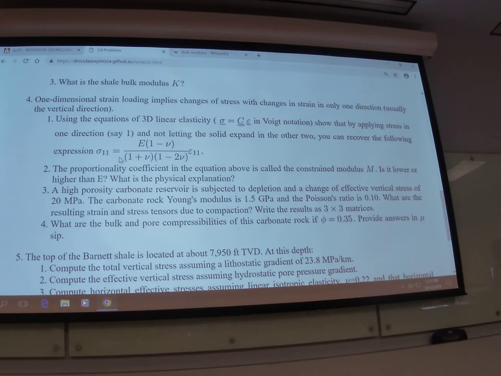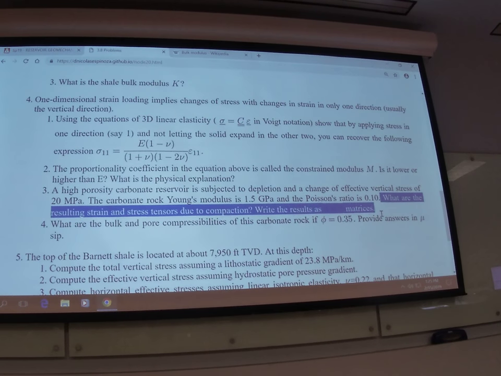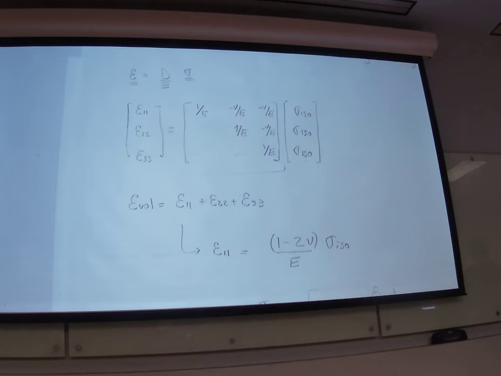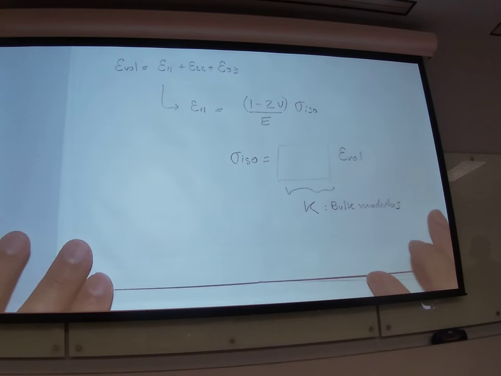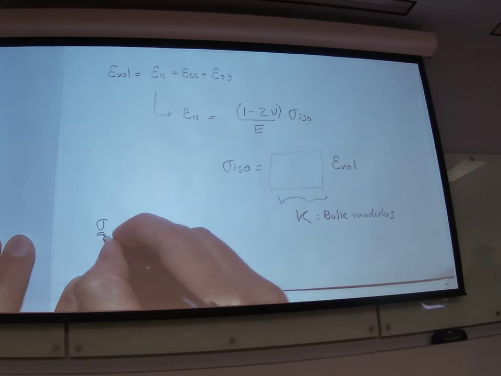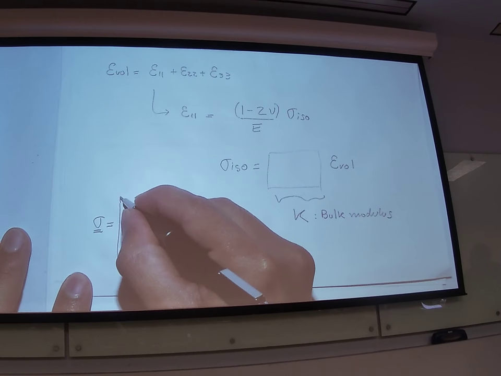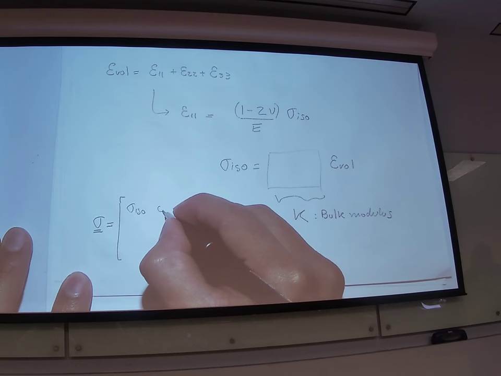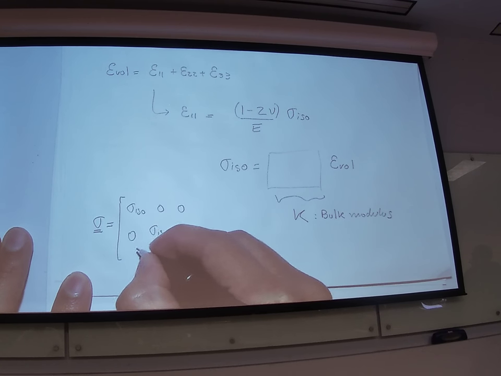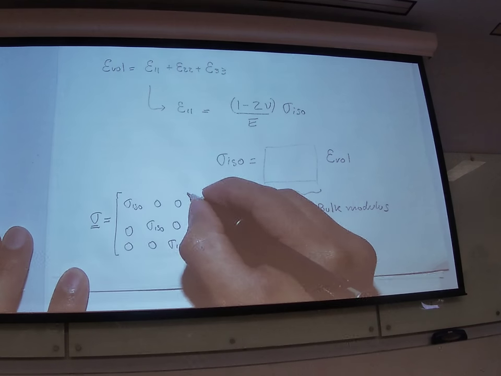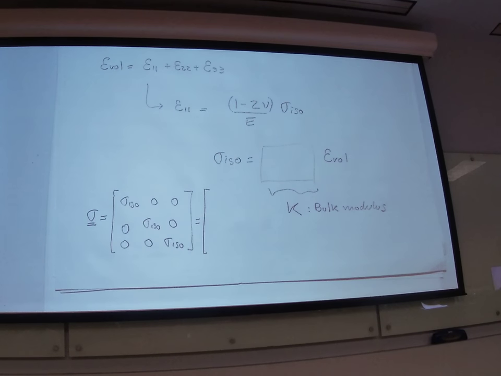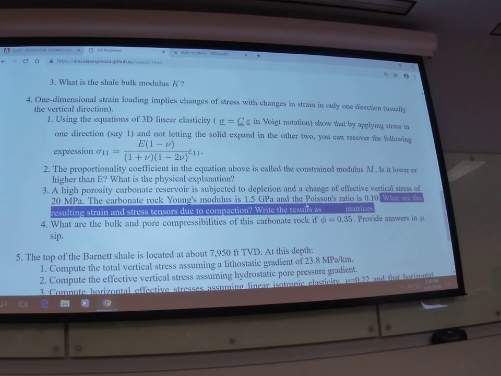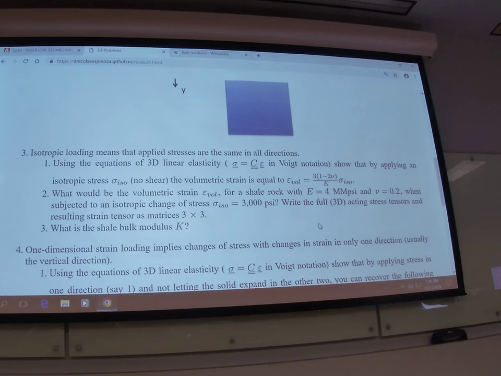Something came to my mind right now. There is a similar question in the previous problem, right? So what I really want over there, I come back over here, is that you tell me what the stress tensor is, written as a matrix. In this case, since all the stresses are the same, the stress tensor is like this. And the numerical value, let's see.